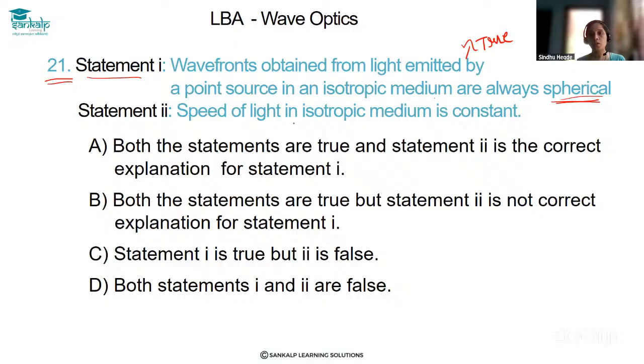Statement 2. Speed of light in isotropic medium is constant. Yes, this statement is also true. Speed of light in isotropic medium is constant. This statement is true because it tells the physical reason why the wavefront maintains a spherical shape as it expands. This statement clearly explains the physical reason why the wavefront maintains a spherical shape. So, this statement is also true.